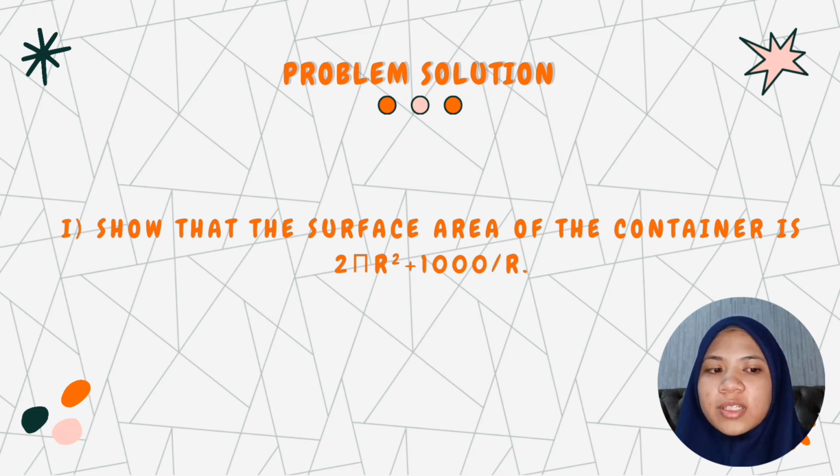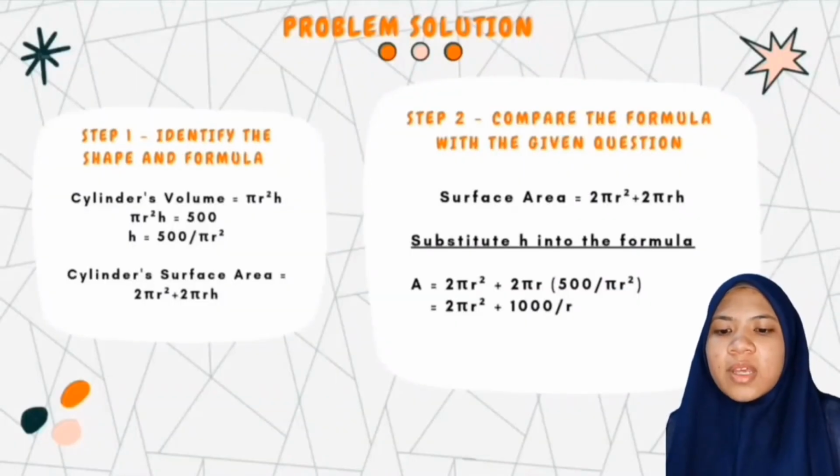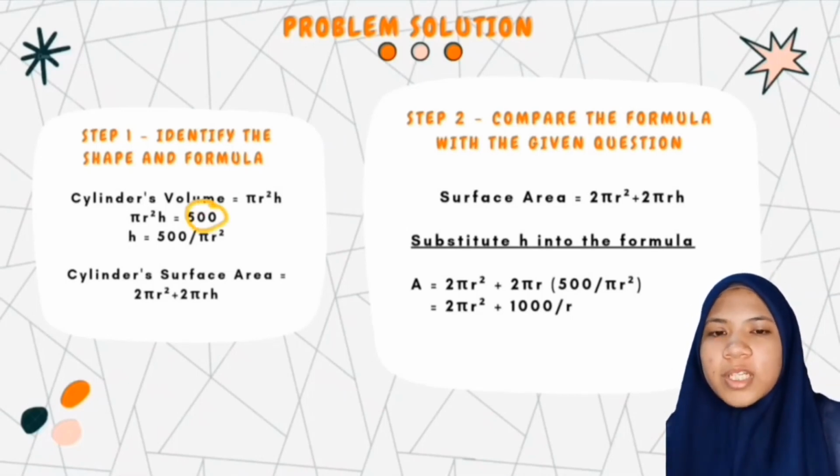So we move on to the solution for this question. For the first step, we need to write down the volume of the container, which is pi r squared h equals 500. And we need to express h as 500 over pi r squared.